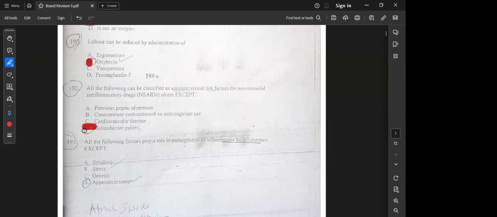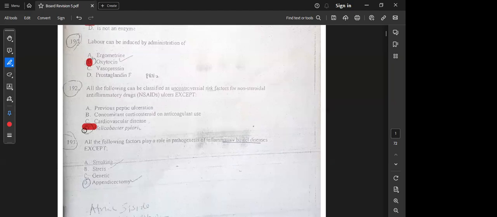So number 193. All of the following factors play a role in the pathogenesis of inflammatory bowel disease, except: smoking, stress, genetics, or appendectomy.